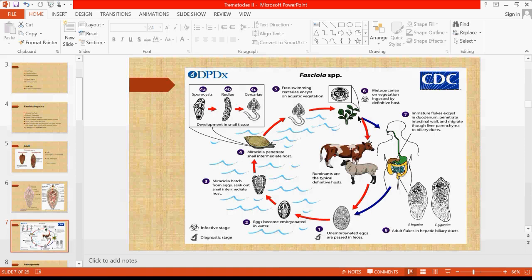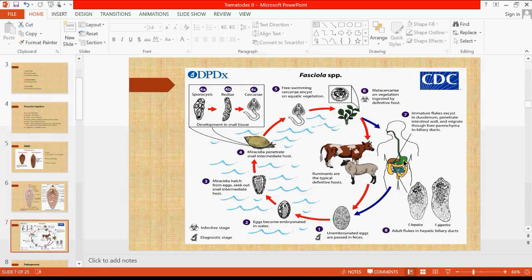So the last larval form is the metacercaria, which is encysted like a cyst form, and which is present on these aquatic plants. And when these aquatic plants are eaten or ingested by the cattle, sheep, or man, without proper washing or proper cooking, man can get infected, and the sheep and the cattle ingest it, and it enters the man or sheep.